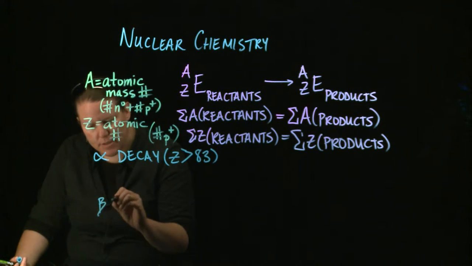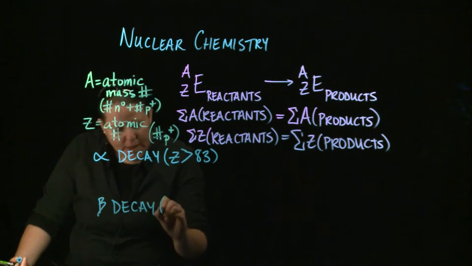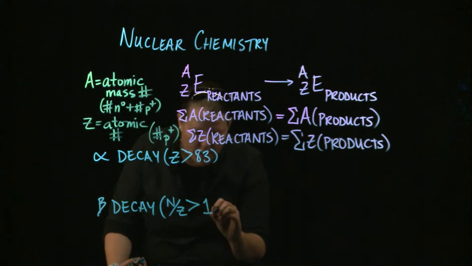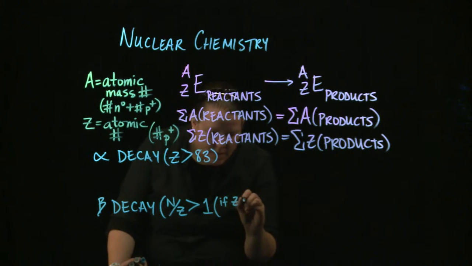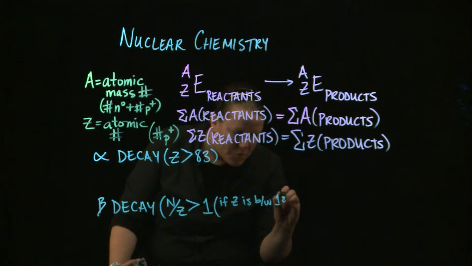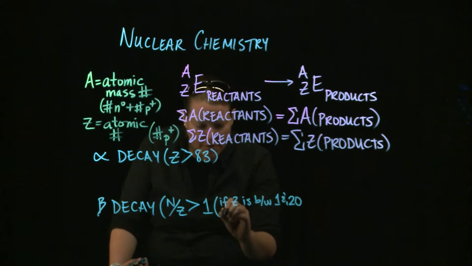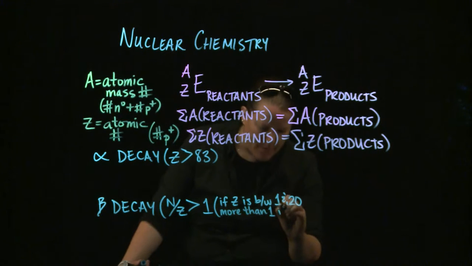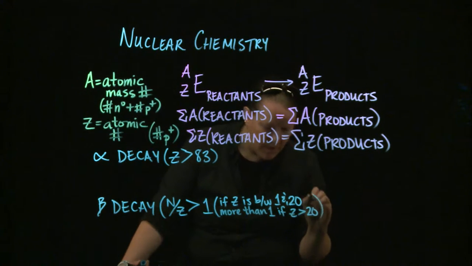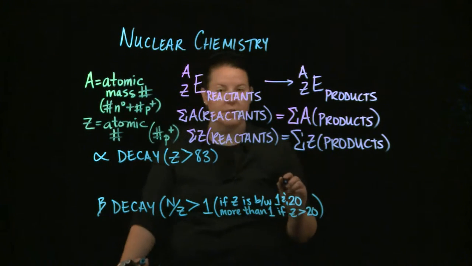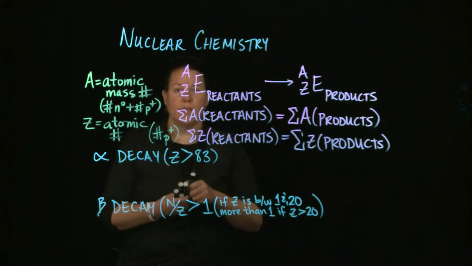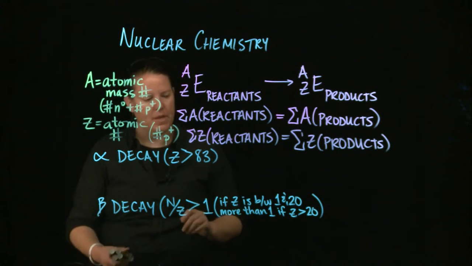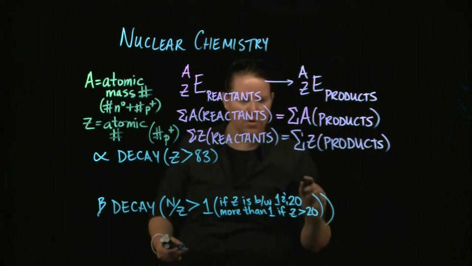And there are beta decays. That happens anytime the N to Z ratio is greater than the band of stability. So we're going to call that 1 if Z is between 1 and 20, and more than 1 if Z is greater than 20. Okay, the highest this gets is about 1.5, and I've talked about that in other videos, but it gets to about 1.5 at lead. So it's not like it gets to 2 or anything. Okay, so that's kind of what beta decay is, or how we predict it at least.